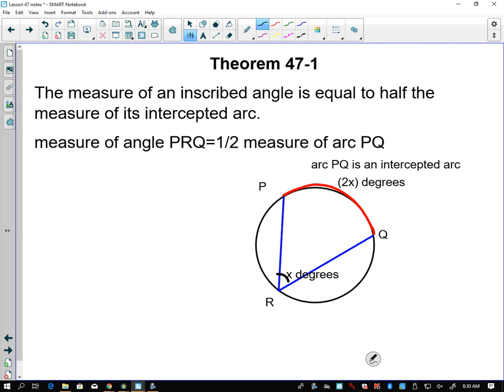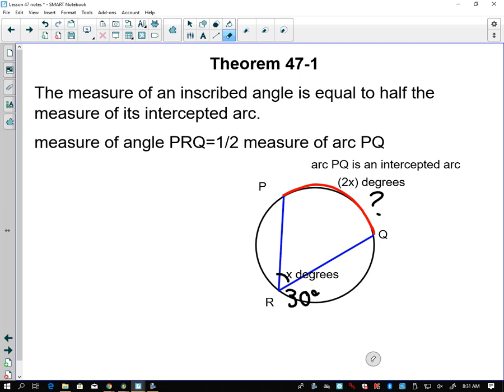Let's just make sure everybody understands this. I'll go around the room. Katie, if my x degrees here was 30 degrees, what is PQ in degrees? No. It's not a central angle, so they're not the same. If this is 30, then what is this? 60. Good. So we understand that part of it.